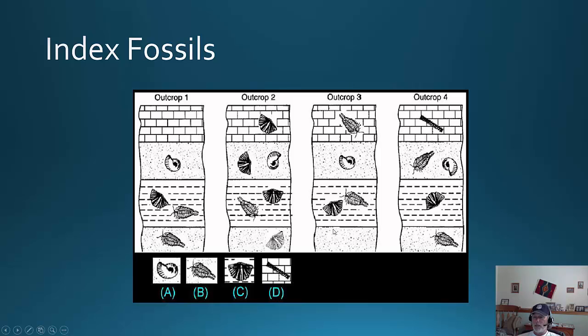And so we can look at whatever we've got left. In outcrop one, we've got this type of shell here, just in one layer. Looking at outcrop two, it's just in one layer. Outcrop 3 is in one layer, and 4 is in one layer. So it's widespread, easily identified, and a relatively short lifespan. So this one here, letter A, would make a good index fossil. So I expect to see some decoding, if you will, questions like that on the test.